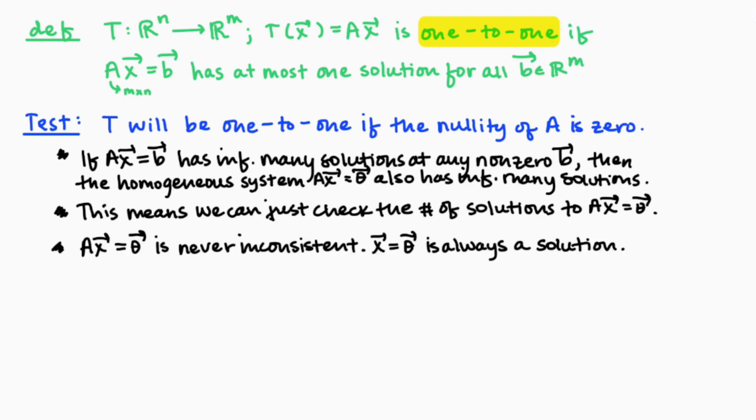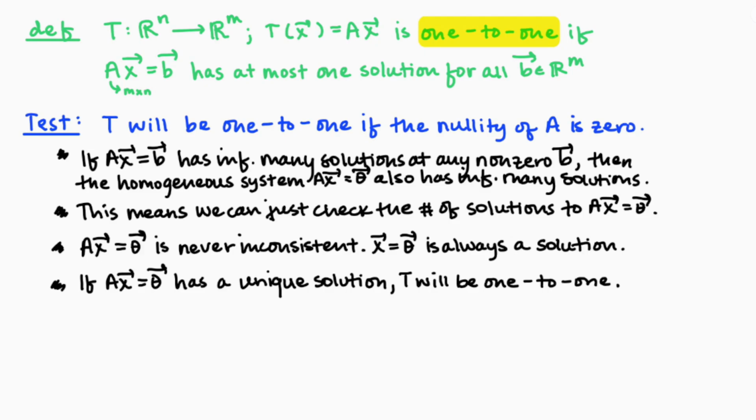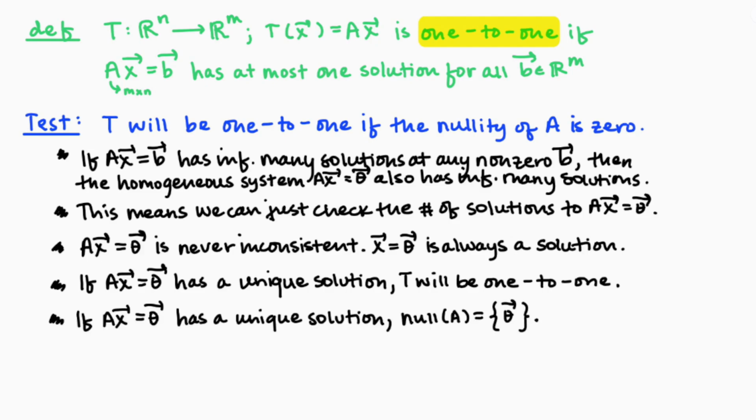Okay, from here, I'm going to remind you that Ax equals 0 is never inconsistent because x equals 0 is always a solution. So we're never going to have to worry about no solution. So we really are interested in the situations where the homogeneous system has a unique solution. Okay, if Ax equals 0 has a unique solution, T will be one-to-one. Ax equals 0 never has no solution, and if it has infinitely many solutions, T won't be one-to-one. So this has got it narrowed down. And so this is going to tell me, okay, if that's the case, then the null space of A is the 0 vector only, and that's how I know that the nullity of A is 0.